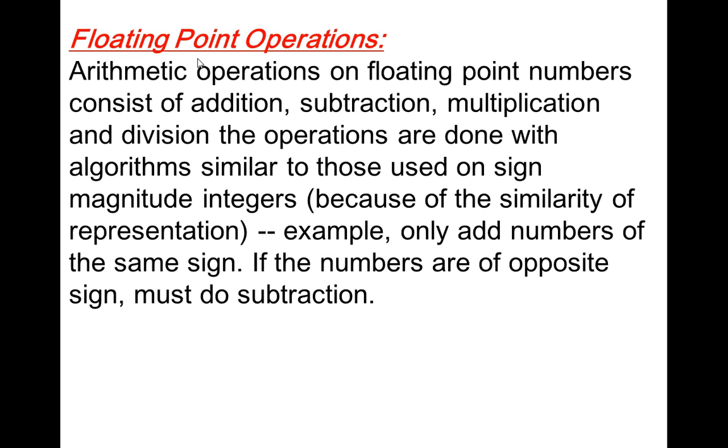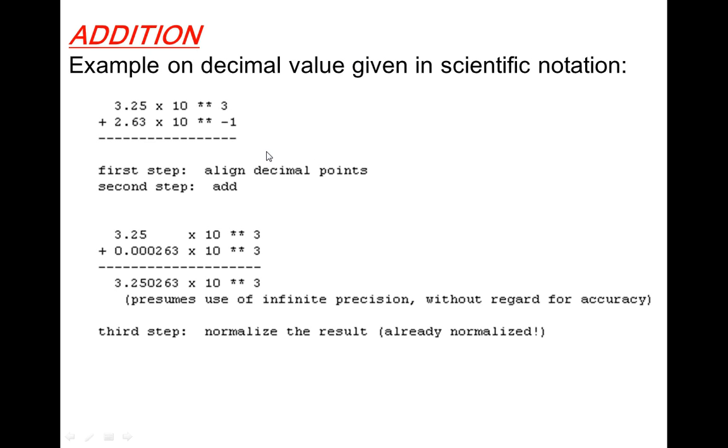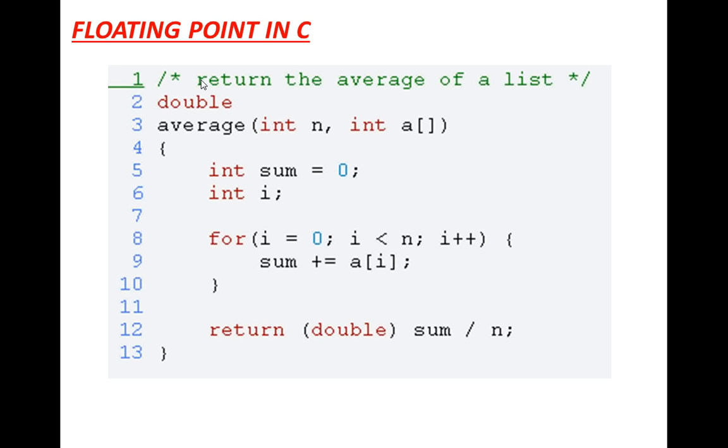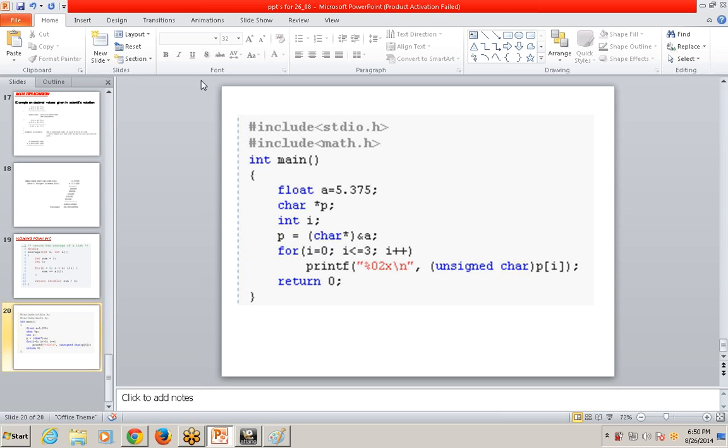Next is floating point operations, how we can perform operations on floating point numbers like addition, subtraction, multiplication, and division. This is the example for addition. This is the example for multiplication. Then how we can represent the floating point in C language. This is what we have covered in today's class.